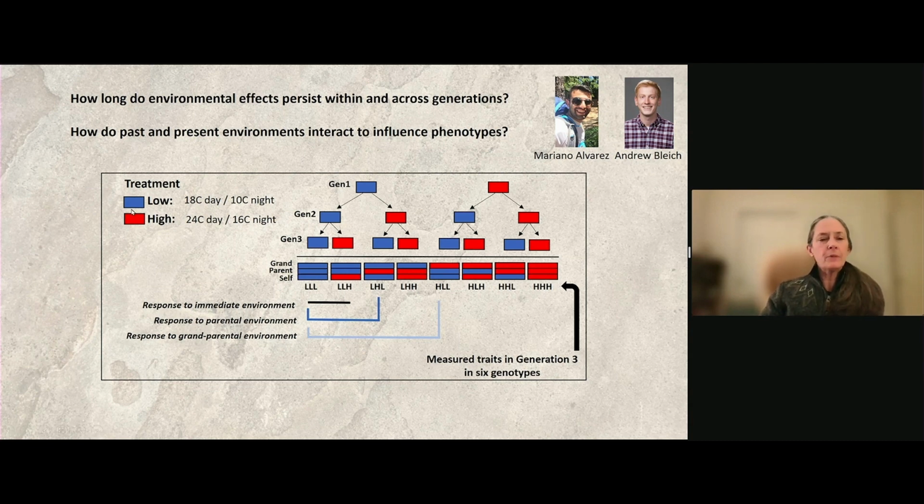So to do this, we implemented two diurnal thermal regimes that we grew our plants in, a low thermal regime and a high one. And we imposed those thermal regimes for 3 successive generations to produce every combination of those thermal regimes across these 3 generations. And then we measured traits of the plants in this generation in 6 different genotypes. So we could also assess whether or not there was genetic variation for responses to these environments. So this experimental design allows us specifically to look at the response just to the individual's own environment, to the parental environment, and to the grandparental environment with 2 different starting conditions.